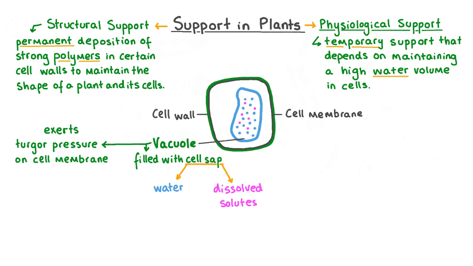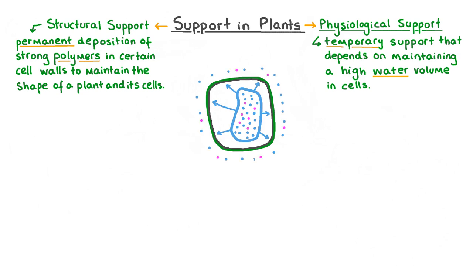Lots of water can be stored in this vacuole, and as the volume of water increases, the vacuole exerts more turgor pressure on the cell membrane. Let's have a look at how this happens and why it is important. When plants have little water in the environment surrounding their cells, there is a lower water potential outside the cells than inside the cells. This causes water molecules to move out of the plant cell's vacuole and into the extracellular space through a process called osmosis.